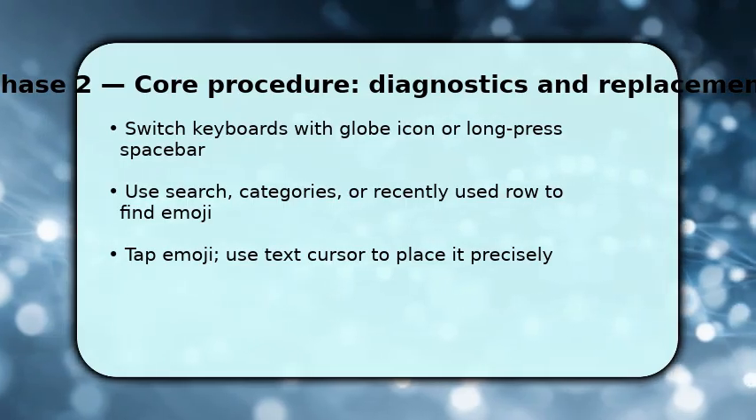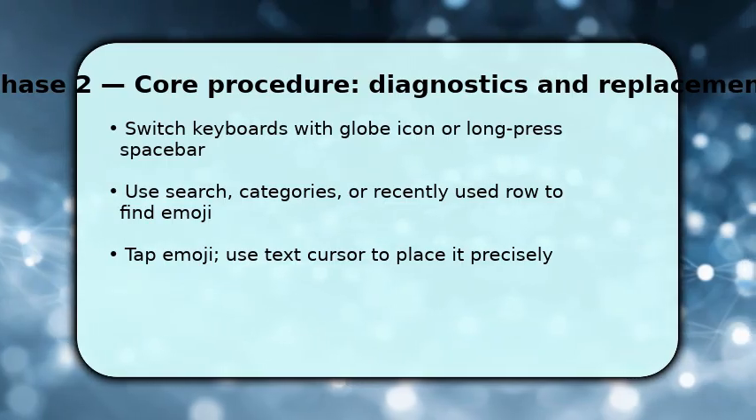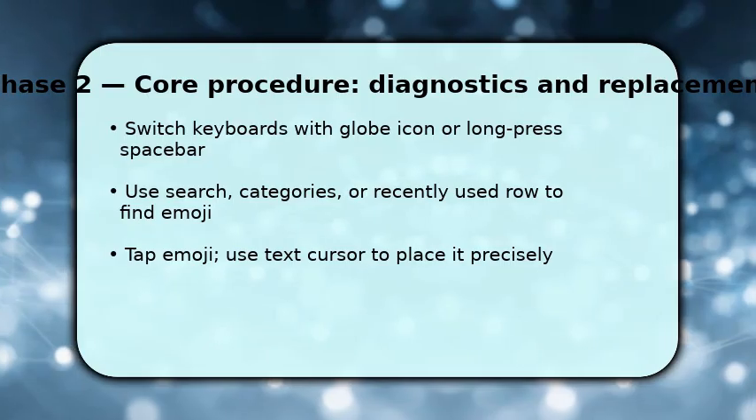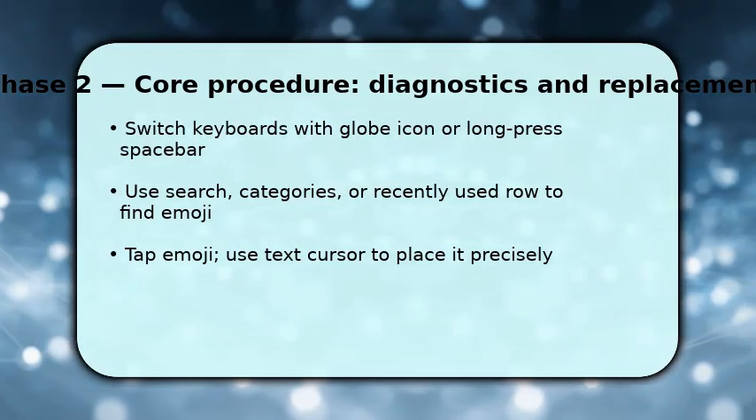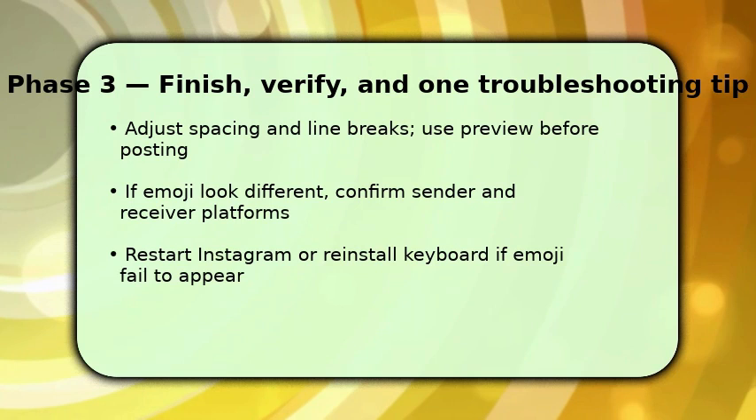If you need multiple, type them in sequence or paste from notes. Make sure to preview in the composer. Instagram keeps the iPhone style when sent from iOS. Finish by formatting the emoji with spacing, line breaks, or surrounding text to match your style.